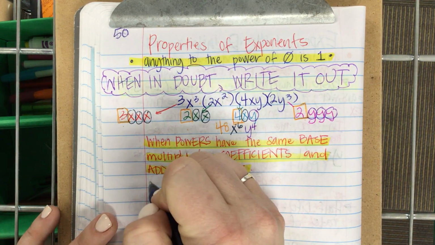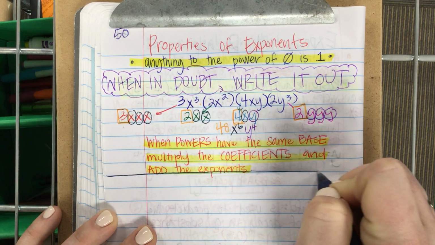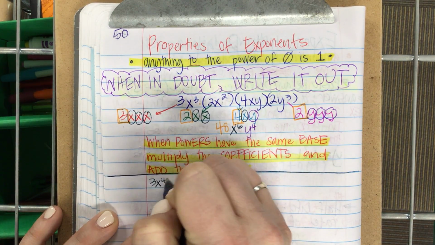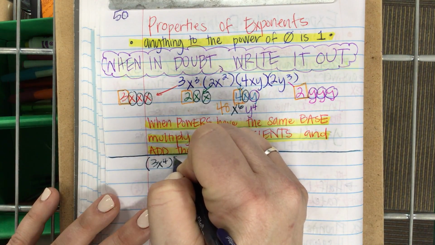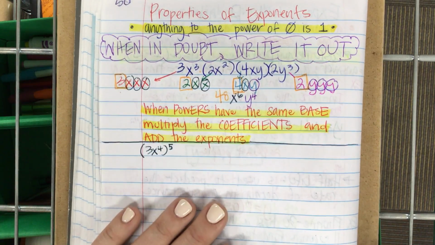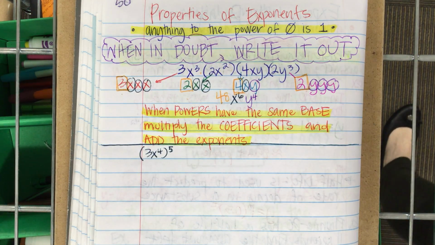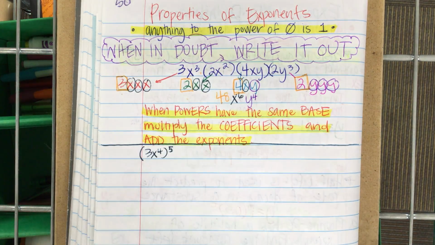Next problem. I'll do this, kind of give us some definition. 3x to the 4th, to the 5th. So here's my rule. When in doubt, I don't know how to solve this problem right now. When in doubt, write it out.